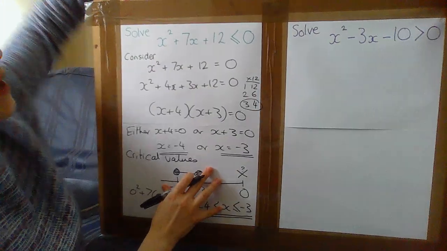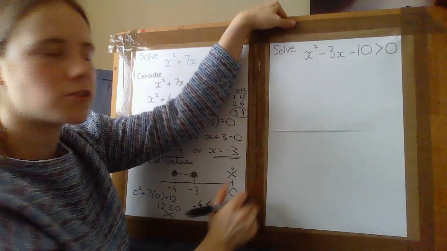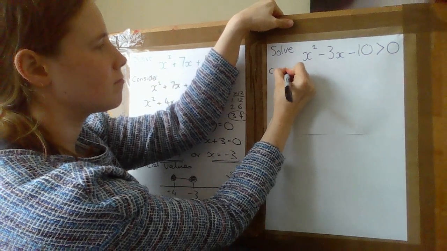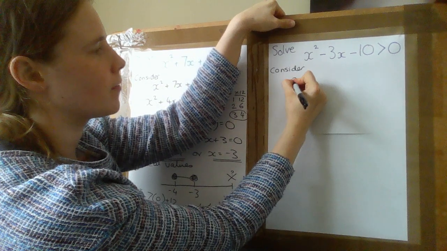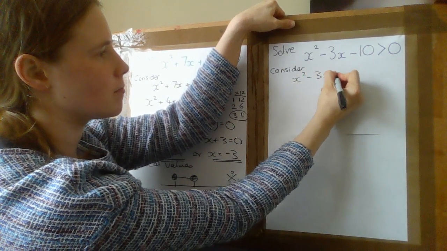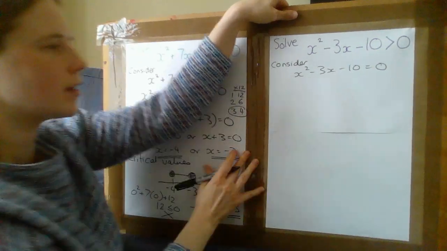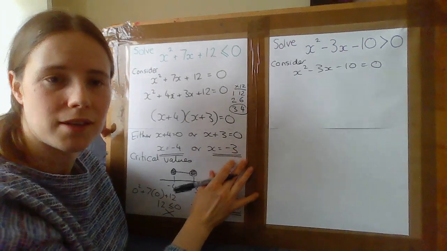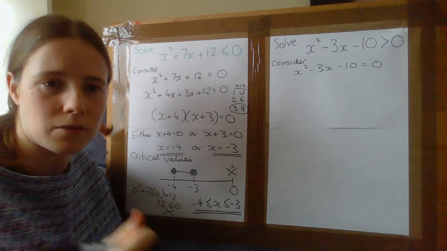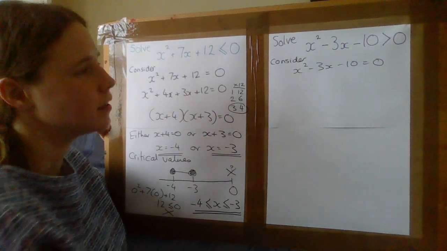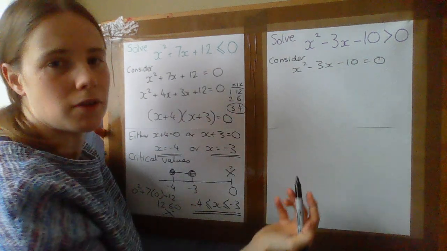I'm going to follow the same process. So first thing I'm going to do is I'm going to consider this whole quadratic equalling 0. x squared minus 3x minus 10 equals 0. I've got 3 methods to solve a quadratic. Factorising first, then quadratic formula, and if that doesn't work, completing the square. So I'm going to go for factorising first of all.